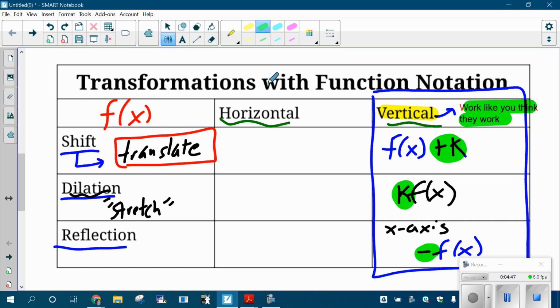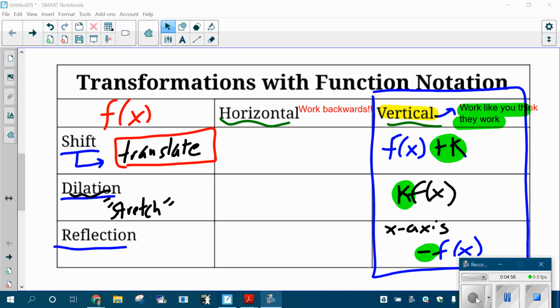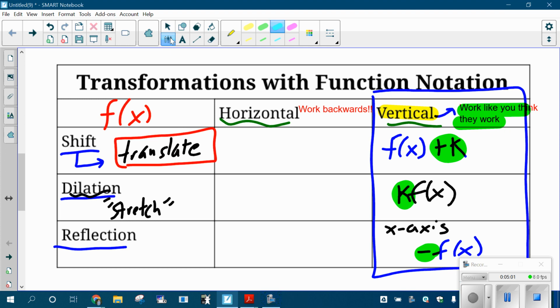Okay. The reason that I have those phrases in my mind is because horizontal is basically the complete opposite of that. Okay. So vertical transformations work like you think they work. Horizontal transformations, they work backwards. Okay? So if you want to shift it, you're still going to use addition, but that addition is going to be on the inside of the parentheses. And it doesn't really matter what letters we use here. If you really want to get technical, a lot of times you see an A used here, but it really doesn't matter what you use.